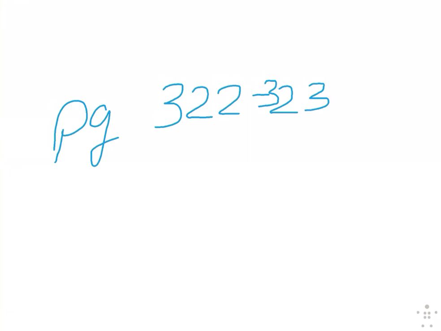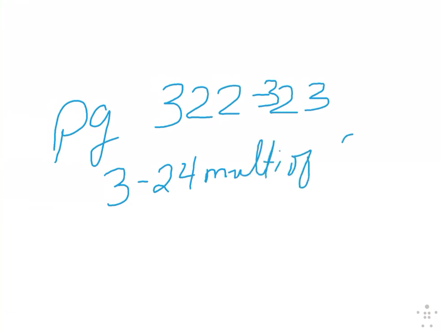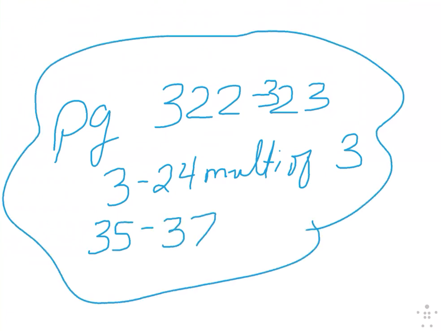So on page 322 to 323, 3 to 24 multiples of 3. And then 35 to 37. Those last 3 questions are the ones where you have to write the equation. 3 through 24 multiples of 3, those are the tell me what happened and draw both graphs. Okay?